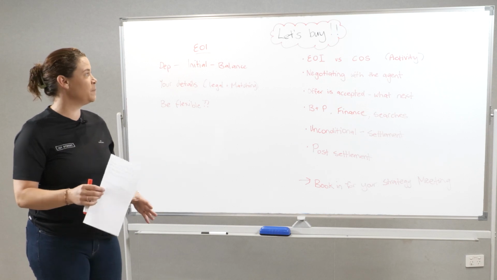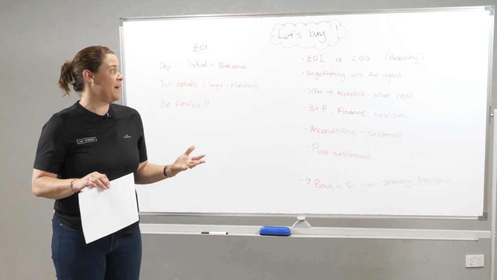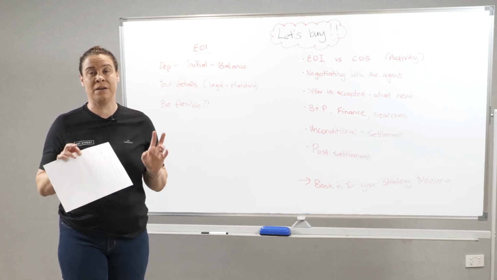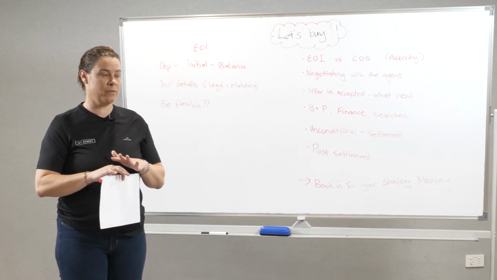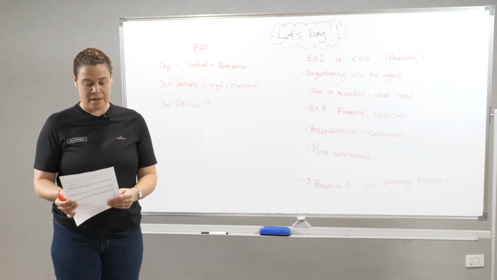So this is the real estate agent's bank account. The balance of deposit is usually a bigger amount, and that only gets paid if you're actually going to go forward. It's usually paid on what's called unconditional, when your finance is approved and you're actually going to go forward and you're going to buy this property.